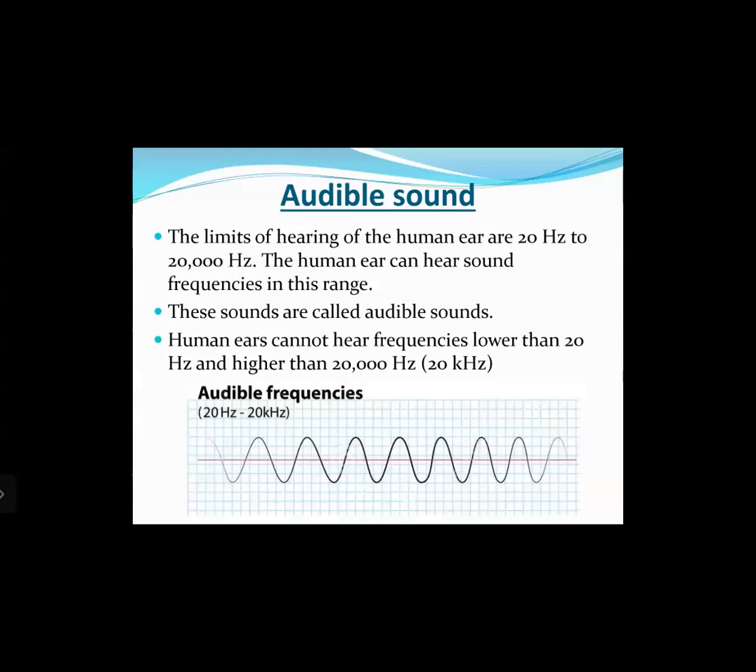Right? Next, let us see in detail about these three types of sounds. Audible sound: the limits of hearing of the human ear are 20 hertz to 20,000 hertz. The human ear can hear sound frequencies in this range. These sounds are called audible sounds. Human ears cannot hear frequencies lower than 20 hertz and higher than 20,000 hertz.